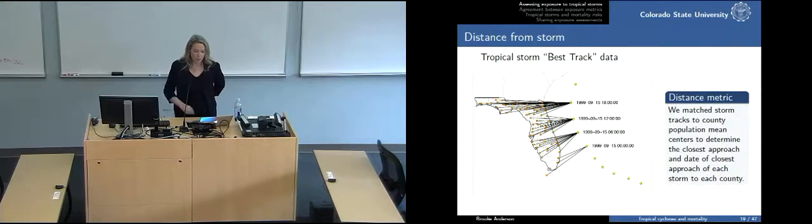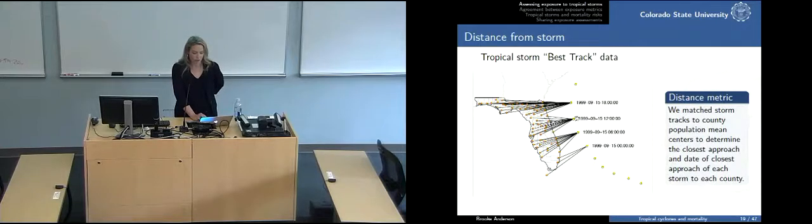All right, so for distance from the storm track, we took what's called the best tracks data. This is kind of like the official version of where a storm went. The National Hurricane Center maintains this, and they do a very good job of going back and getting it in very good detail. And we went through, and for each county at the population mean center, we measured the distance from the storm track to that county center for every point along the track.